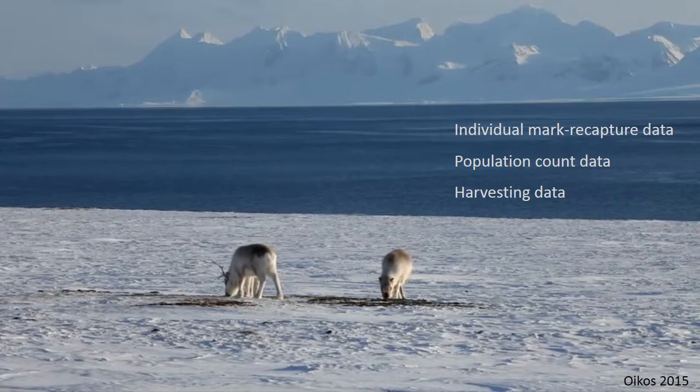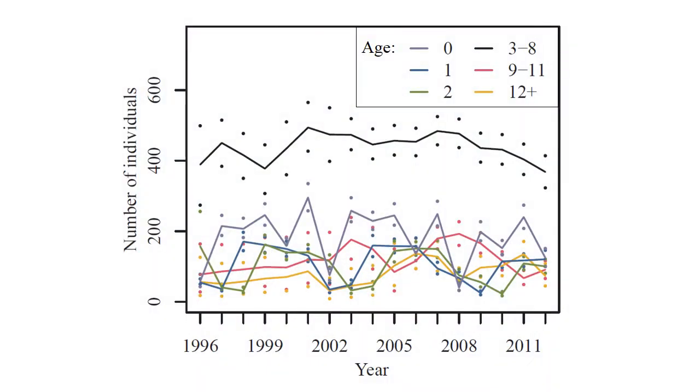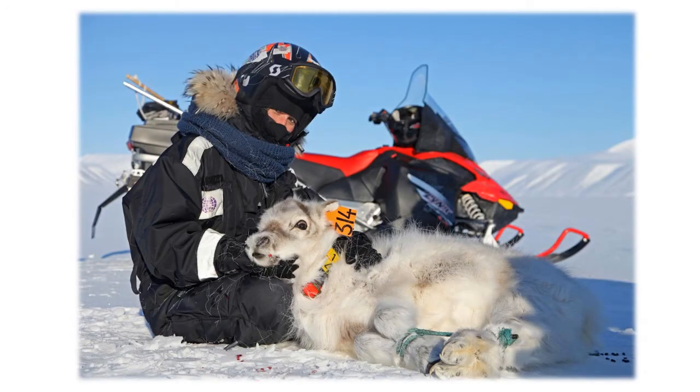By building a model that takes all the available data into account, we were able to estimate age structure in the population and how it varied over time, despite having counts that only classified individuals as calves, yearlings, or adults. We were also able to estimate survival of calves for the period before they were caught and marked, which means that we were estimating survival for individuals that were not yet present in the mark recapture data.